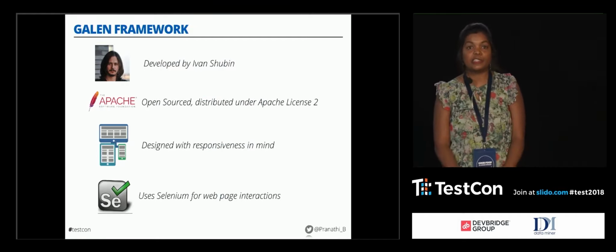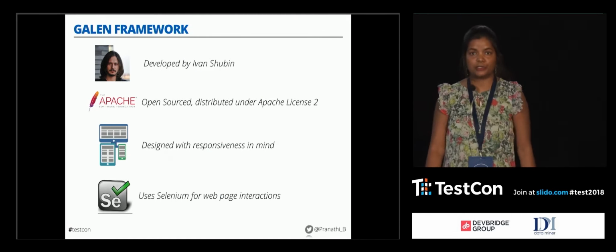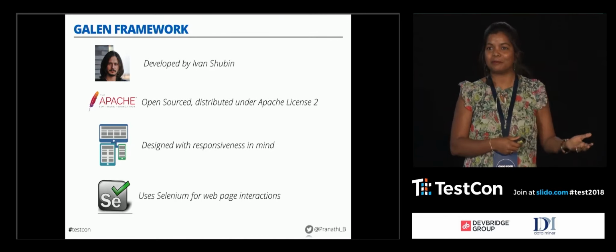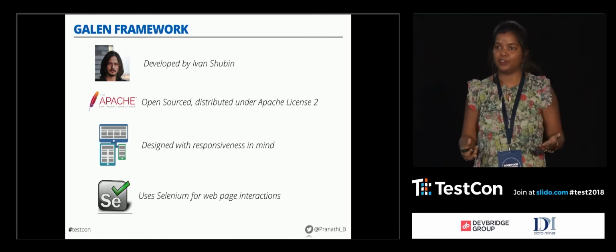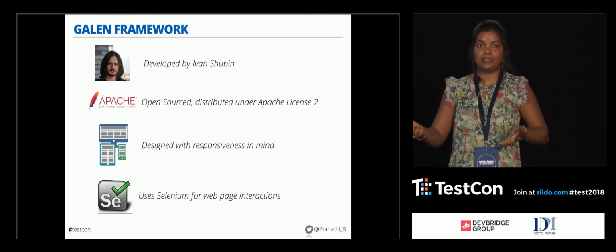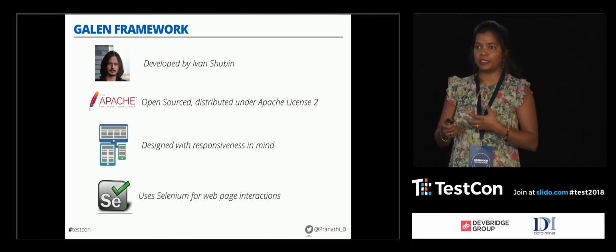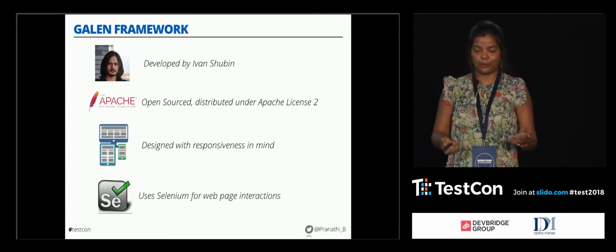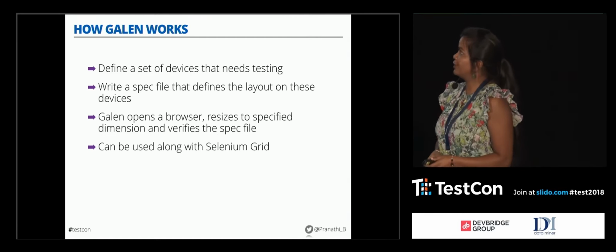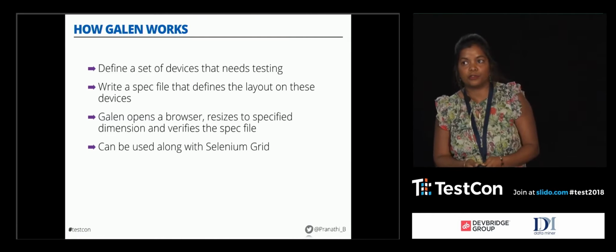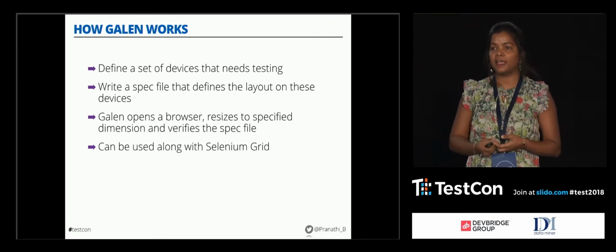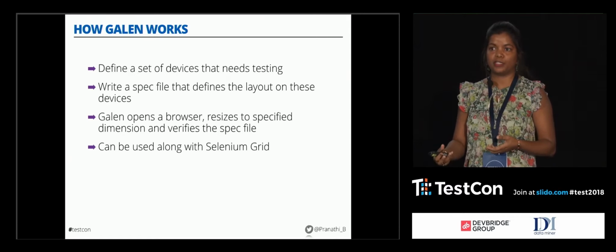So the Galen Framework was developed by a guy called Ivan Shubin, and it's an open source tool. It was designed specifically for responsive websites. Their problem statement before developing the tool was to make it easy for the testers to be able to test a responsive website. It internally uses Selenium, which means basically whatever you can do with Selenium is pretty much what you can do with Galen, with an added benefit which you will see quickly. So how does Galen work? The first thing you need to do is define a set of devices that you want to test your website in. The simplest way I saw that helped me is to define buckets of resolutions that you would want to cater to.